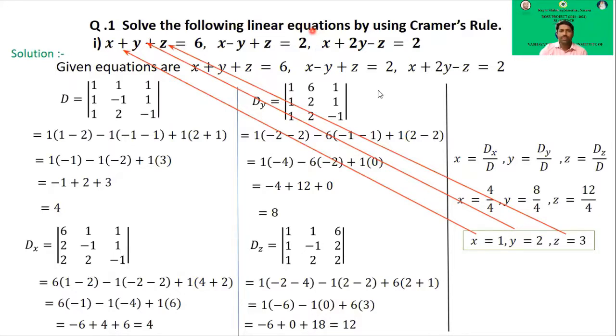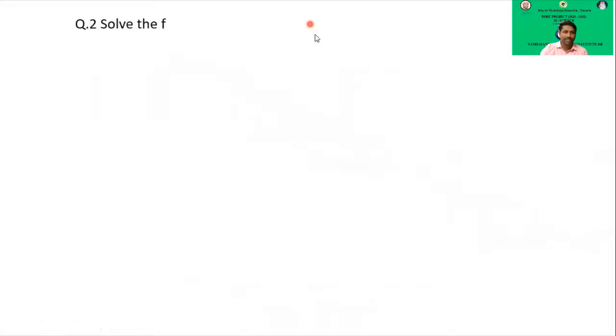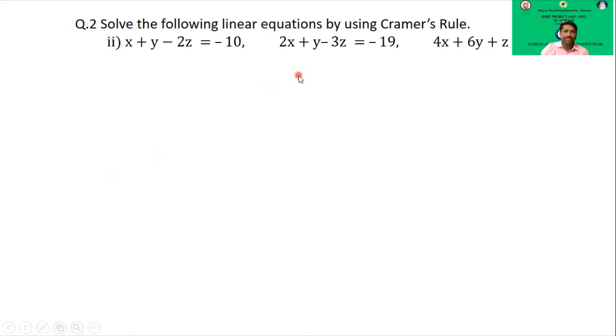Now we go for the second example. बघा आणखीन एक same example आहे, same types. So these are three linear equations in three unknowns. Again we have to find d, dx, dy, dz.